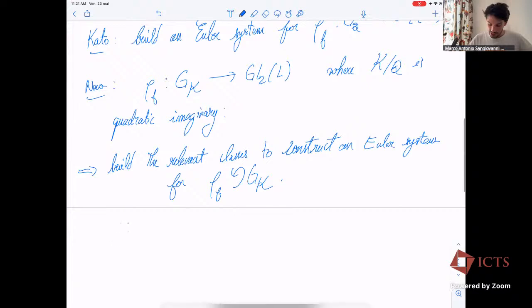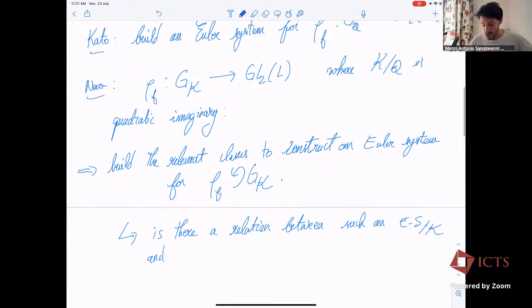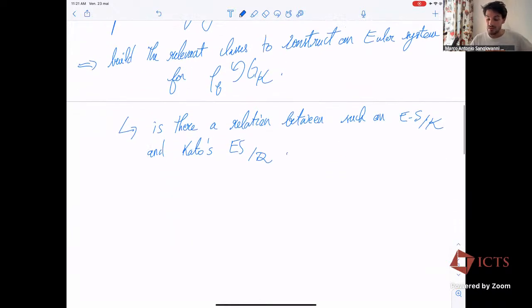And moreover, try to explain: is there a relation? So another question is, is there a relation between such an Euler system, an Euler system over K, and Kato's Euler system over Q, if any? Because here we're just considering the same Galois representation, just seeing it over K instead of over Q.